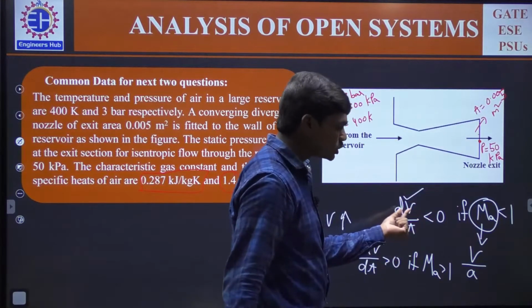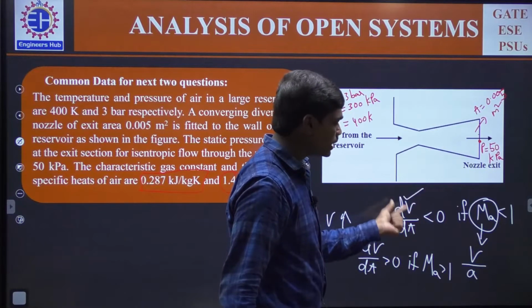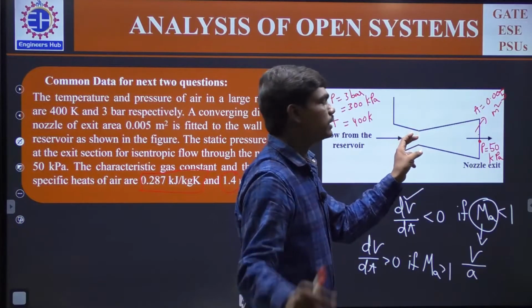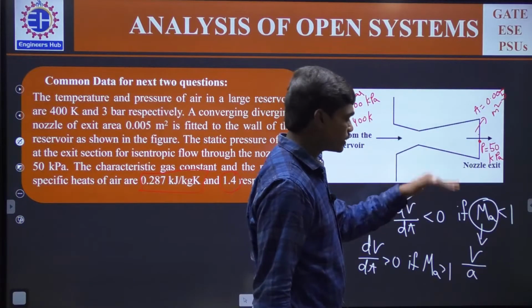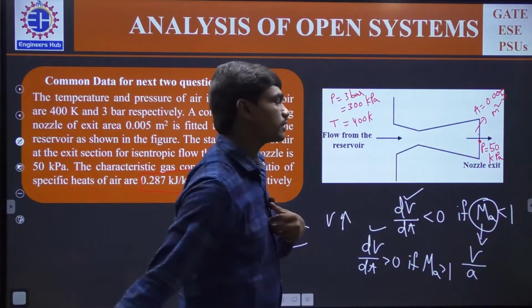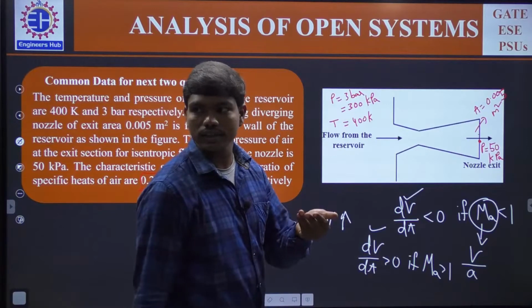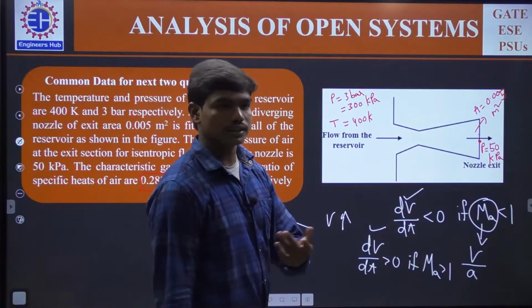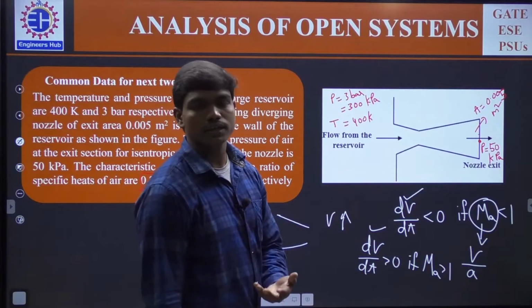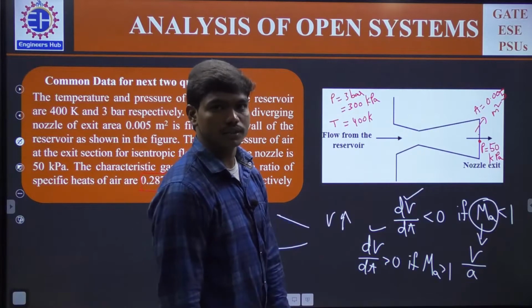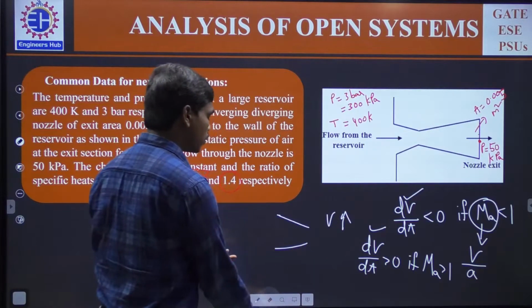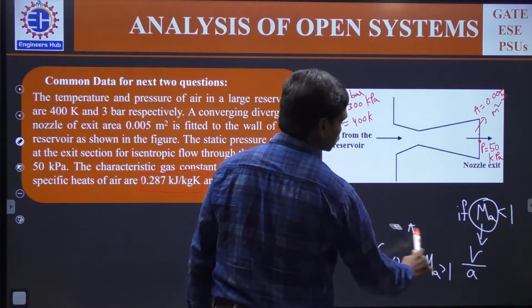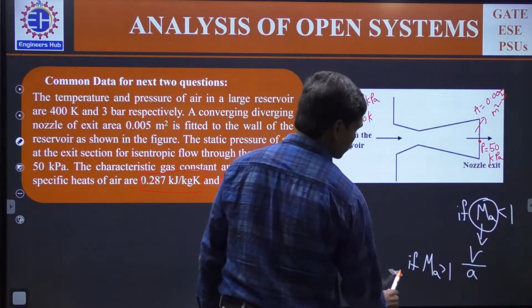Because for a positive change in dV, for the velocity to increase, area should decrease. That's what you have here. Once the fluid has attained the max speed, if they want to further increase the speed, you should have dV by dA greater than 0. For the velocity to further increase, the area should also increase. So therefore they diverge. These kinds of nozzles are generally used in vehicles which move at more than max speed, like supersonic vehicles. They take advantage of this. That's why practically we use converging diverging nozzles, because of this relation.